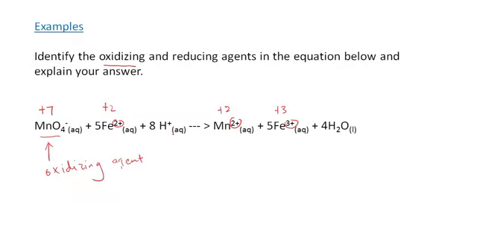Manganese is moving from +7 to +2. Right? Therefore, it is being reduced. And if it is being reduced, it is behaving as an oxidizing agent. In the case of the Fe2+, we are moving from +2 to +3. If we are moving from +2 to +3, it means that the Fe2+ is being oxidized. And if it is being oxidized, it is behaving as a reducing agent. Alright? So I just want you to understand the logic, how we came up with this.